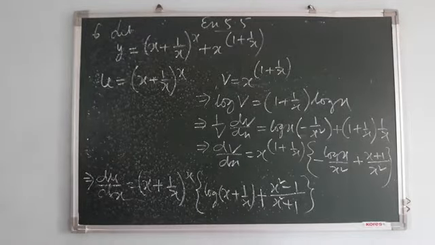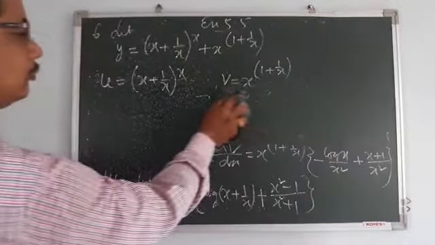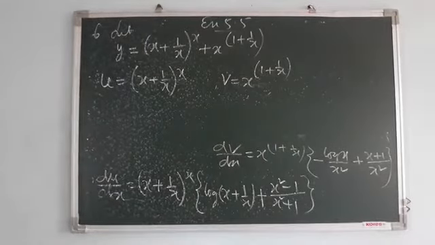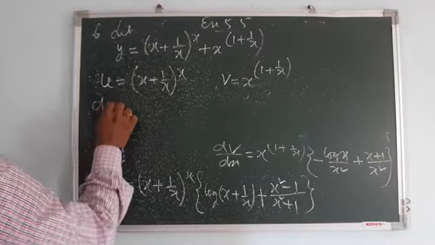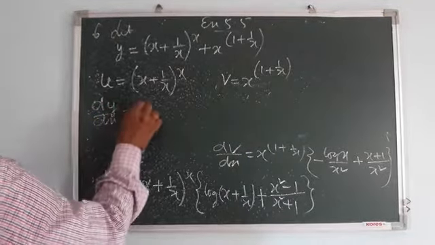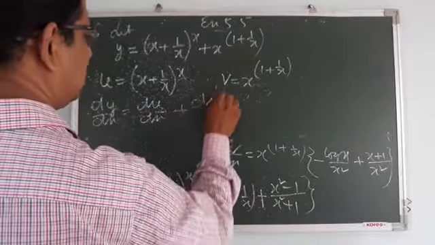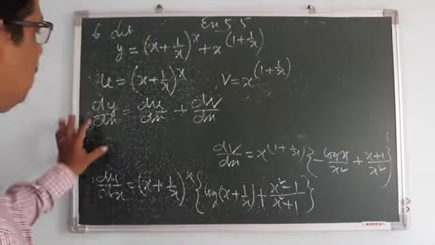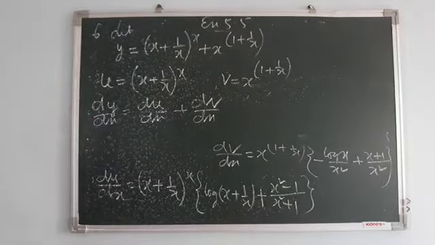Then we have to find dy dx. What will be the dy dx? Both du dx and dv dx we got. So dy dx will be du dx plus dv dx. It is the rule, y is equal to u plus v actually. Now if we replace these two, then we will get our answer.